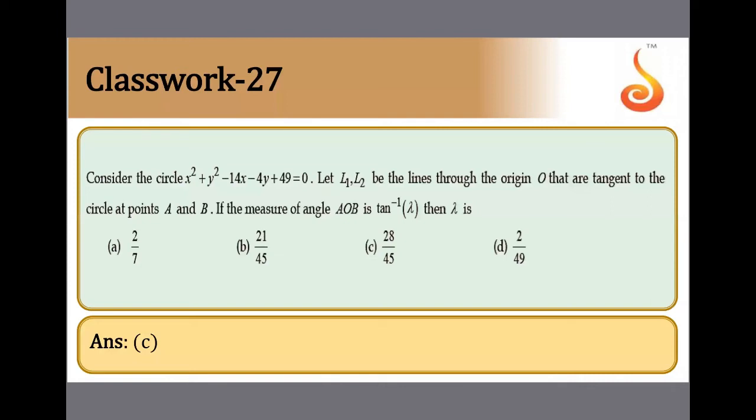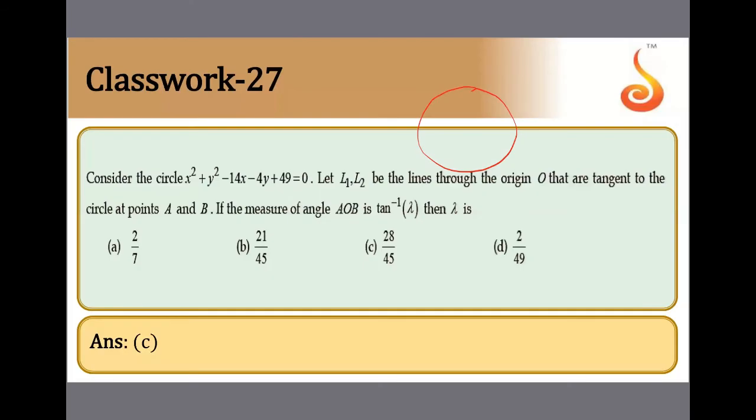27. How to make geometry strong? Anything you want to become strong means you have to work hard. Okay. Consider the circle. L1, L2 are the two lines from the origin that are tangent to the circle at A and B. Then the measure of angle AOB is to be found. Clear, simple one, formula based.